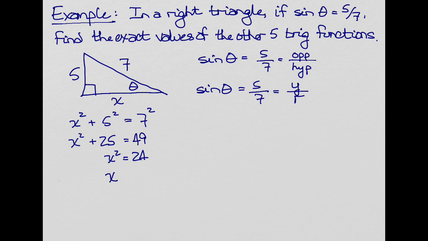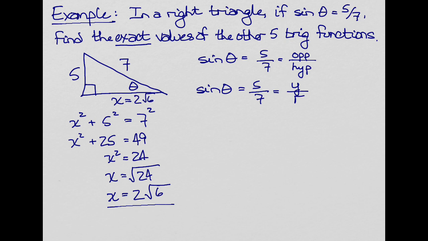The question is asking for exact values. If I put this in a calculator, it'll give me a decimal approximation, which is not exact. So I'm not going to put it in the calculator. Instead, I'm just going to simplify the square root here. The square root of 24, 24 is 4 times 6. The square root of 4 is 2. The square root of 6, I don't know what that is, so we'll leave it underneath there. And now I have the value of x, the value of my missing leg of my right triangle.